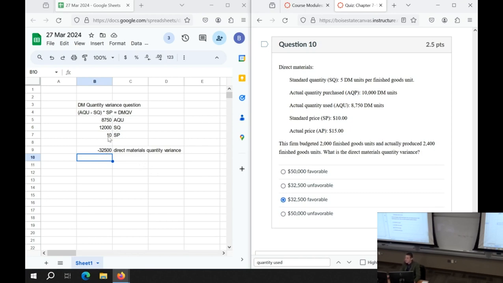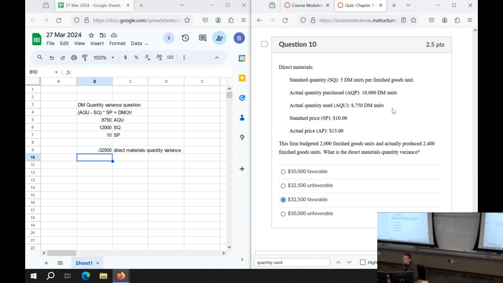All right. Does that look pretty good? Hayden? Okay. So I don't know if this 50,000 comes from us making this mistake, multiplying 5 by 2,000, or if it comes from us using AQP instead of AQU. I don't know which one, but one or the other will give us the wrong answer.